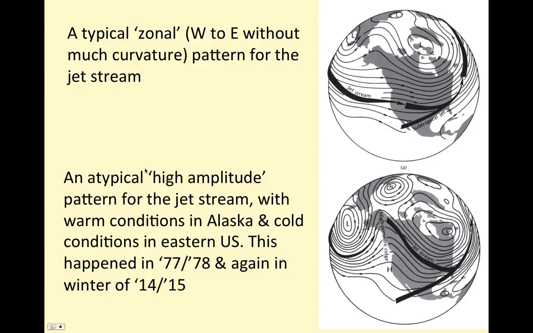If, however, you get an atypical high amplitude pattern, otherwise known as a meridional pattern, where the waves have high amplitude, you're going up here with the jet stream and then well down to the south and then well back to the north. This will result in warm conditions for Alaska because you're pushing warm Pacific moisture up towards Alaska, and then it's going to result in really cold conditions for the eastern U.S. because you're continuously pushing Arctic air towards the eastern U.S.